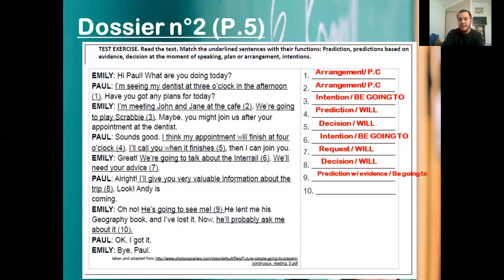Example number 9, it is a prediction with evidence in the present. Okay, and for that reason, you use be going to. And number 10, it is a typical prediction. I made a mistake in the spelling, yes. Prediction, general prediction, and it uses will. So there you go.